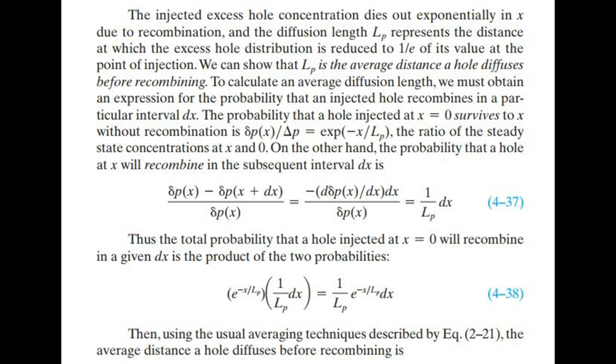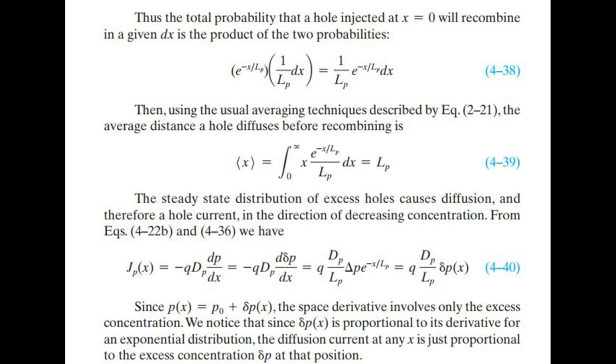Then, using the usual averaging techniques described by EQ. 2.21, the average distance a hole diffuses before recombining is L_p. The steady-state distribution of excess holes causes diffusion, and therefore a hole current, in the direction of decreasing concentration. From EQs. 4.22b and 4.36, we have: since p(x) equals p0 plus Δp(x), the space derivative involves only the excess concentration.